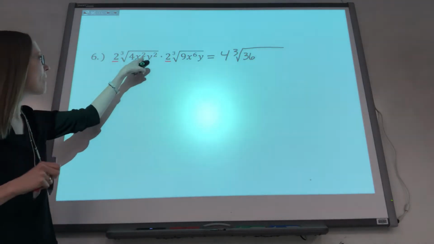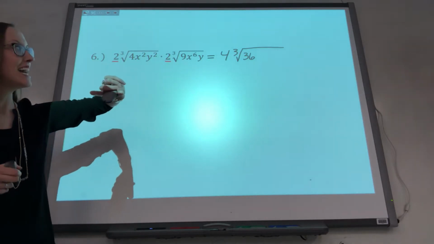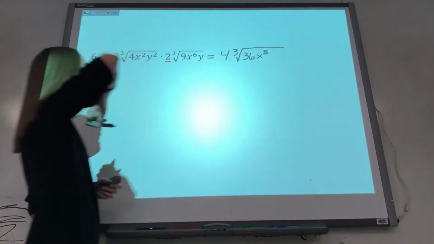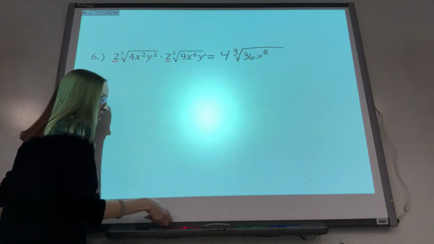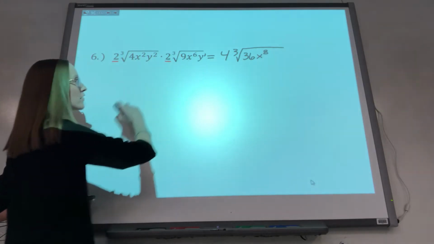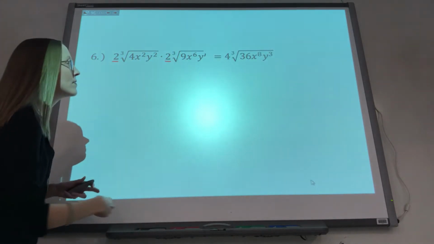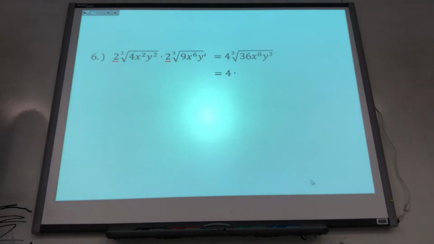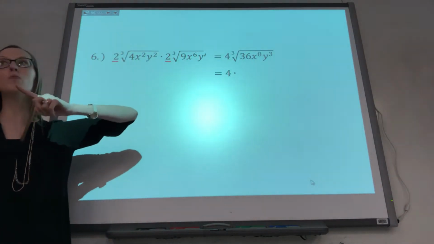What do I do with my exponents when I multiply with the same base? I add them. Very good. That is x to the 8th power. And same idea with the y's. You can think of that as y to the first. So 2 plus 1 is 3. Now the 4 is going to have to stay out front for a little while. And in the meantime, we're going to try to break down everything under the cube root.